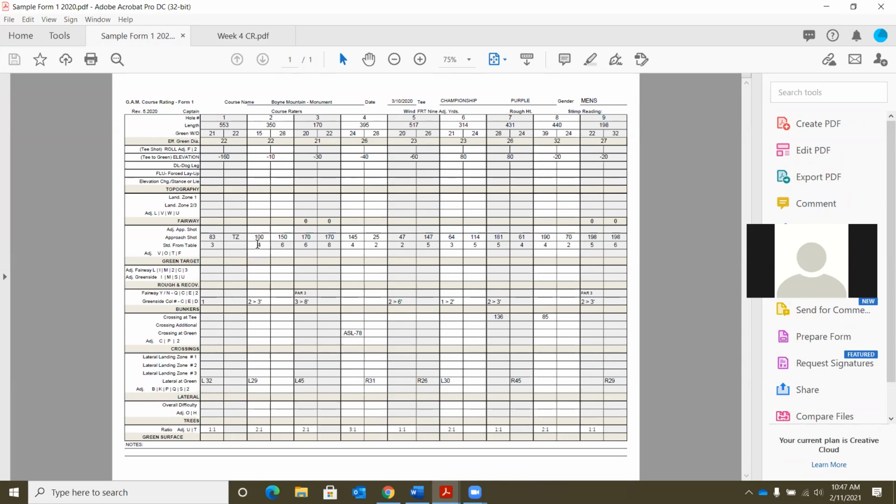But if we needed to figure it out, like we were talking about for layups where we had the different adjustments, what we do is we'd use this 100 for our approach shot, and then our effective green diameter, which is up here at the top, which in this case is 22. So if we go to a 22 from 100 yards, and on the left, a scratch player.